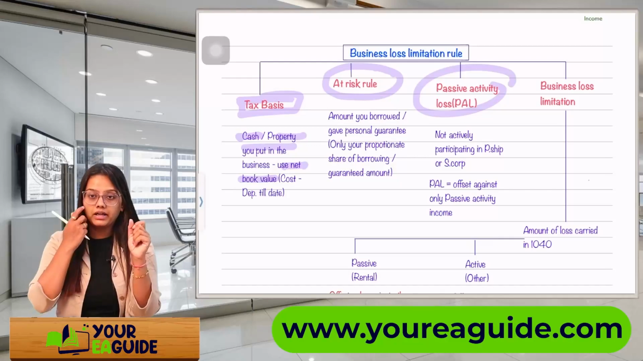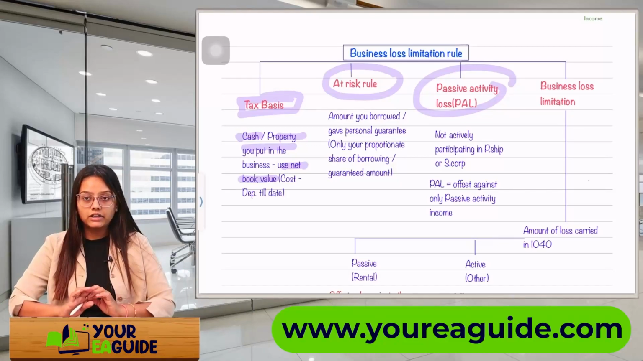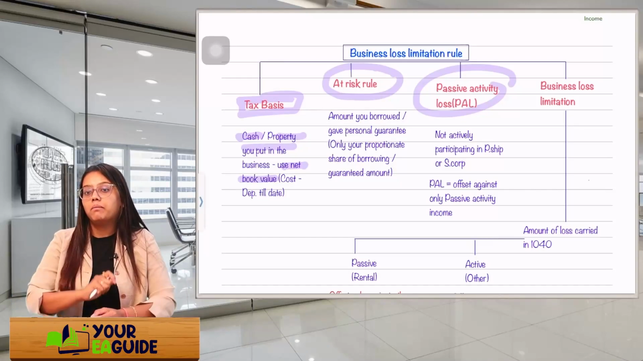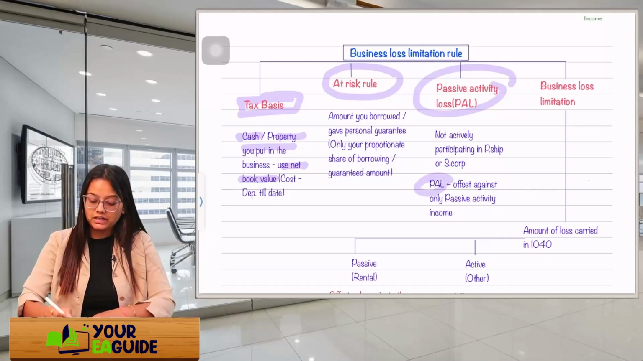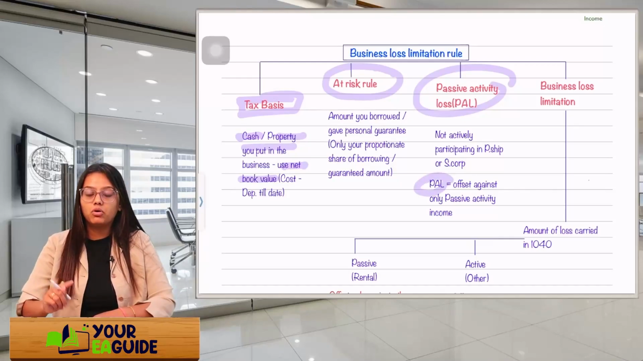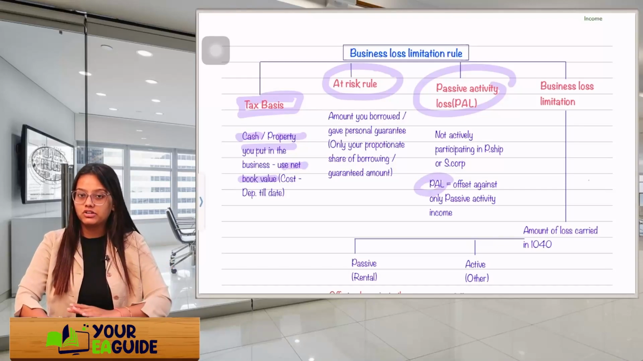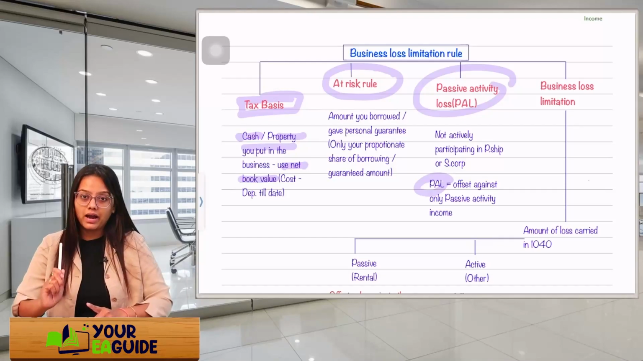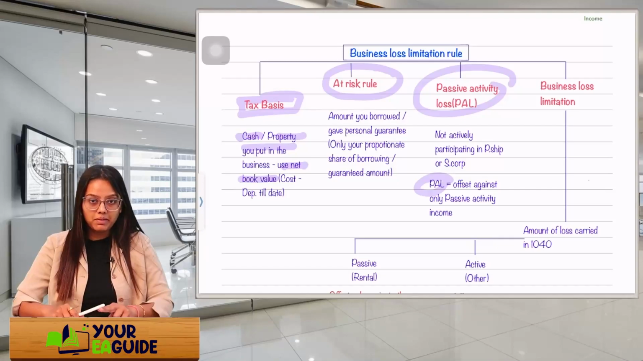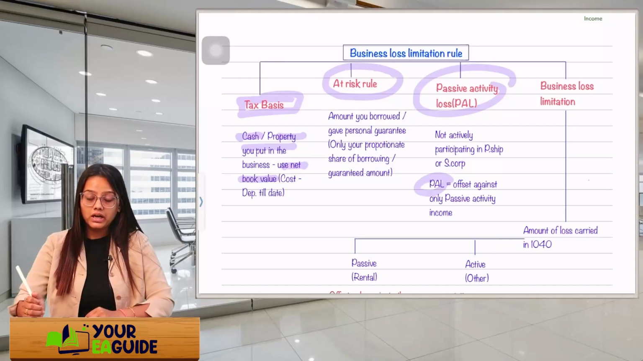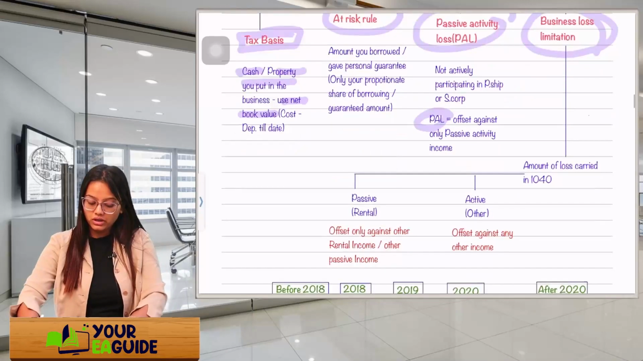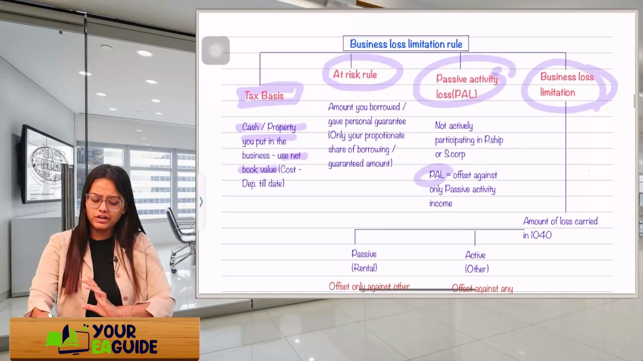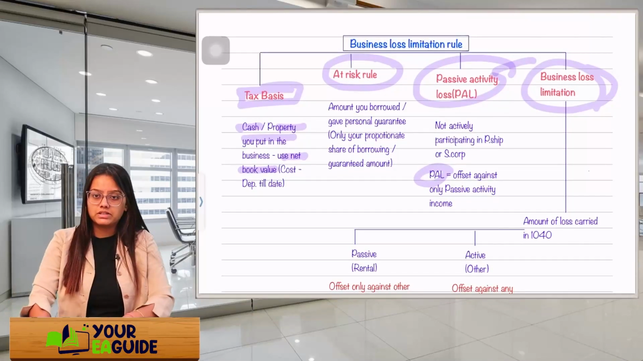Third is the passive activity loss limitation. It means you are not actively participating in the partnership or S-corp, so that will be a passive activity. Passive activity loss can offset against passive income only. So when you receive a K1, check which kind of partner you are. If you're a general partner, you have active income. If you're a limited partner, that income is your passive income. And the last is the business loss limitation rule, where passive is against passive and active against active. Here the 25,000 set off, we will use that rule if it is applicable.